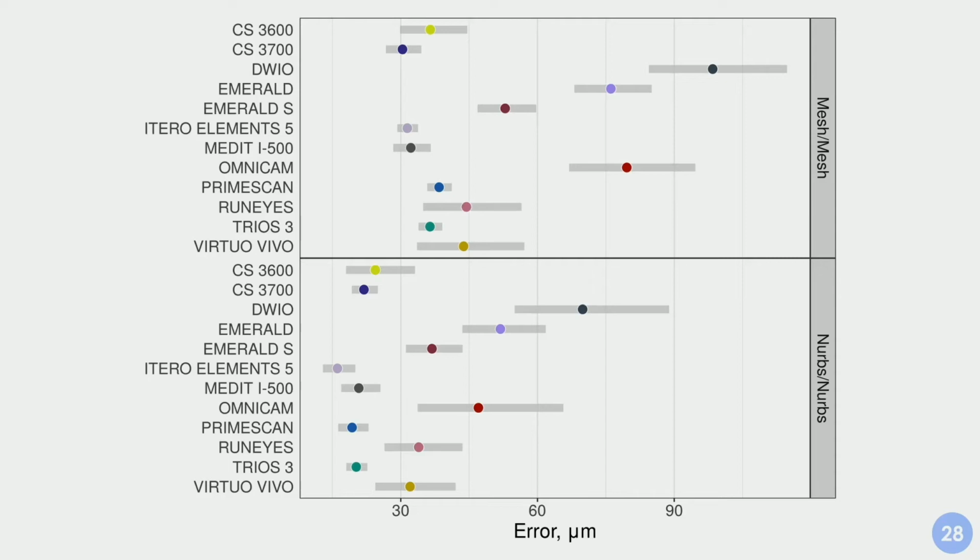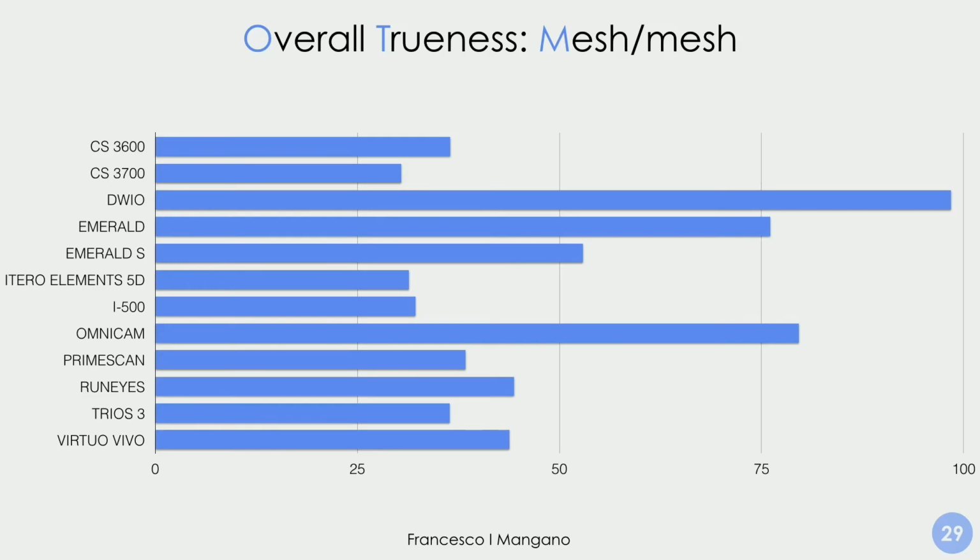And we have more or less 3 categories of scanner. The best scanner for the mesh-to-mesh is the CS3700 from Carestream, but very close to that we have iTero Elements, Medit, CS3600, Trios, and PrimeScan as well. More or less the same results with the NURBS-to-NURBS evaluation, but with this latter evaluation we have lower values, because the method is more similar to what happens during the normal workflow in digital prosthodontics. We superimpose only positions. And this is the schematic representation of the error.